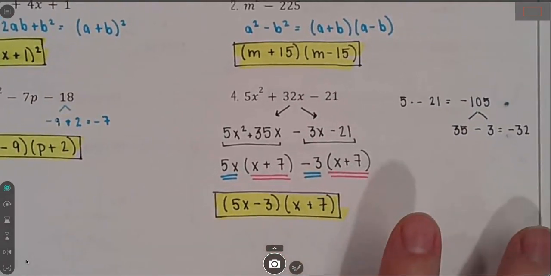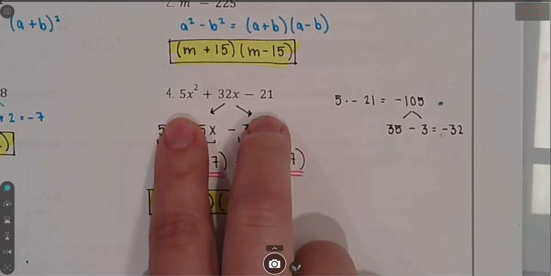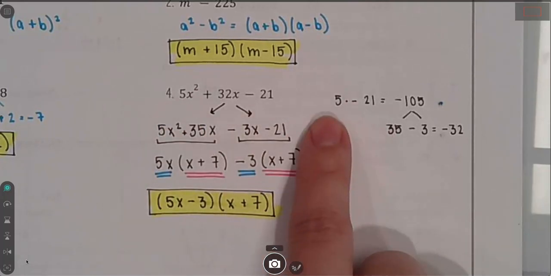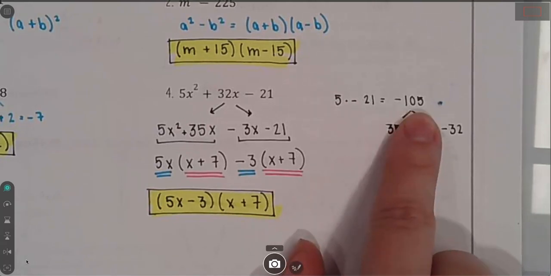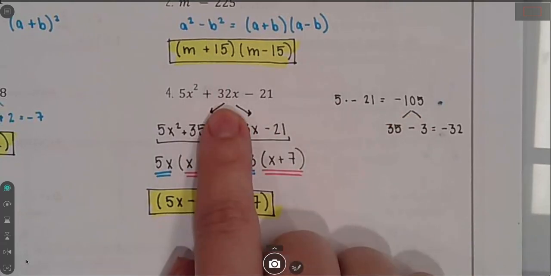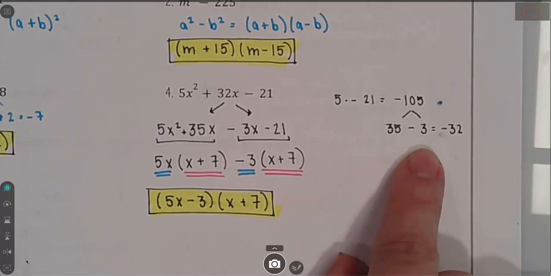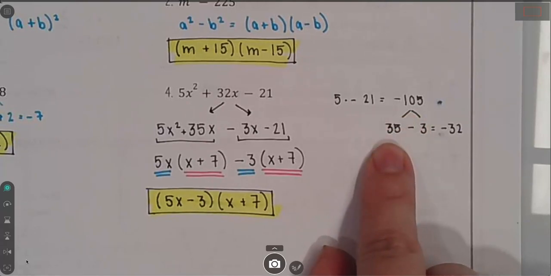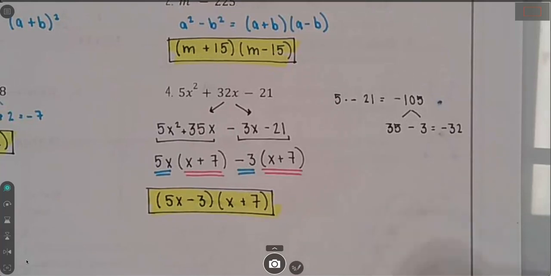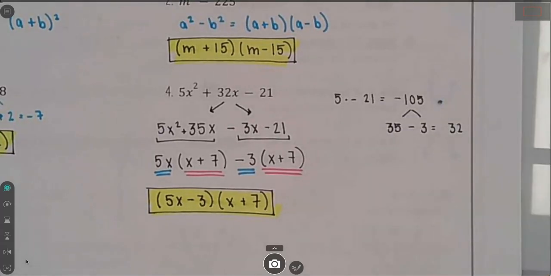And finally, number 4. So this one, we have a trinomial where the a term is not 1. So here we need to multiply AC. AC is 5 times negative 21, which is negative 105. So we need to think of two numbers that multiply to give us negative 105, but add to give us 32. Numbers that work, positive 35 and negative 3. Positive 35 times negative 3 is negative 105. Positive 35 minus 3 is positive 32, not negative 32. Sorry about that. There we go.